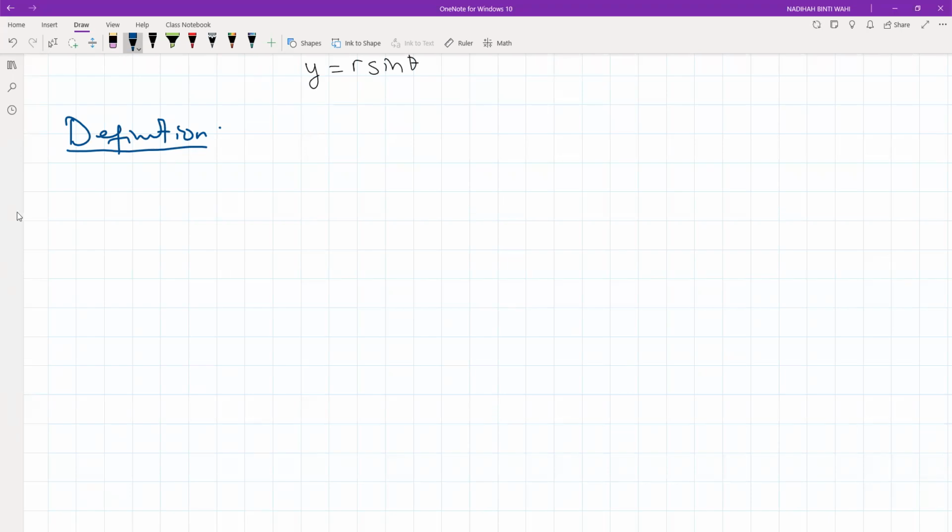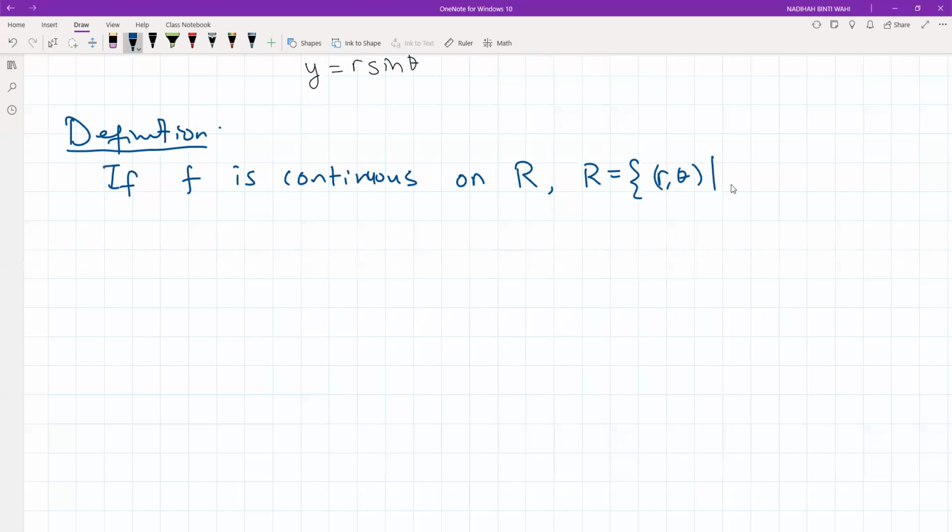Okay, if you want to change to polar coordinate, so let's say if f is continuous on R, and R is given by R theta, which is R goes from A to B, and this is always bigger than zero. Dia sebab apa? Sebab R always bigger than zero.